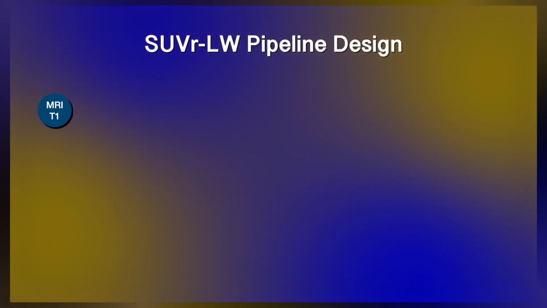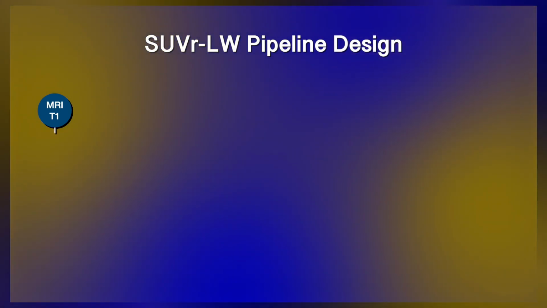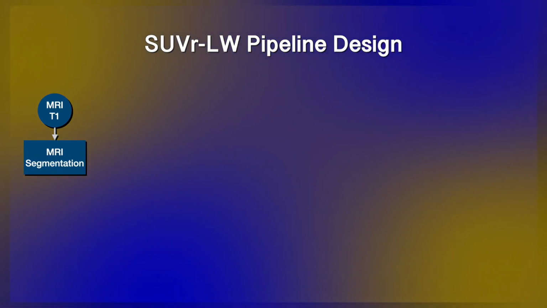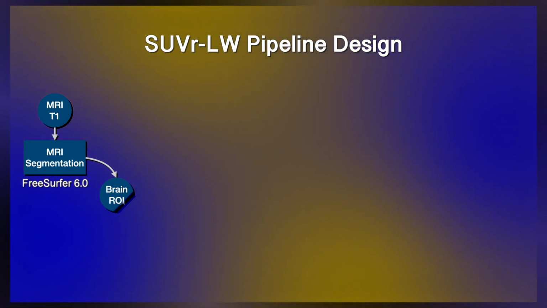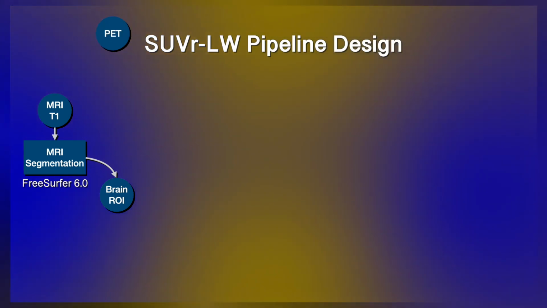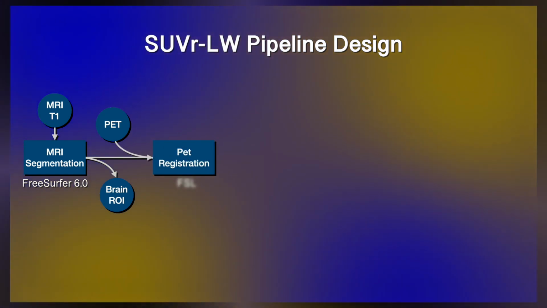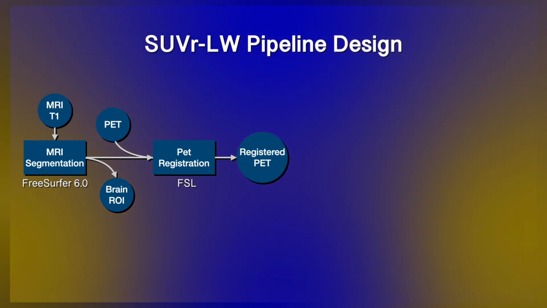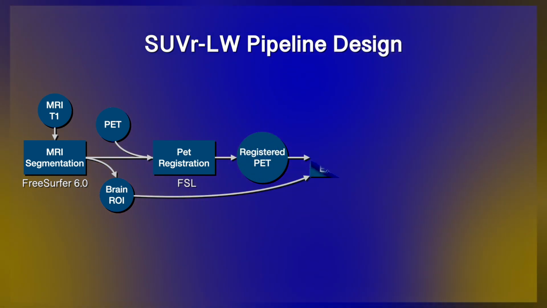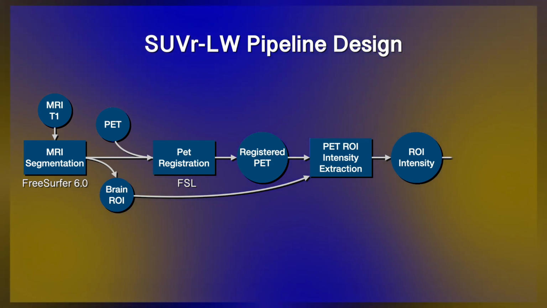The first step of the proposed pipeline is preparing a T1 sequenced MRI. The MRI is then segmented into regions of interest, or ROI. This is accomplished with FreeSurfer version 6.0. Following that, the FSL toolbox is used to co-register the PET onto the MRI to make them overlay properly for the next step. Finally, using the segmented ROI, the PET intensity values for each of those ROIs are extracted and the SUVr and Centiloid scores are calculated.